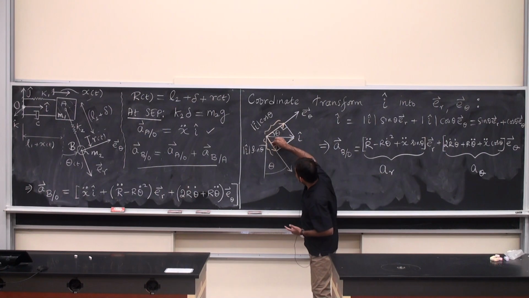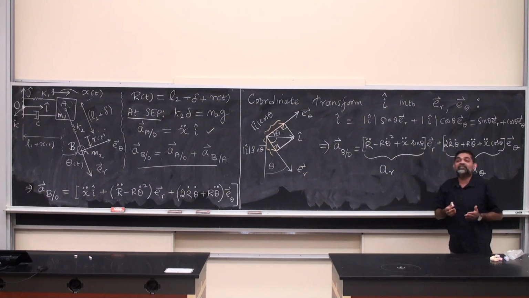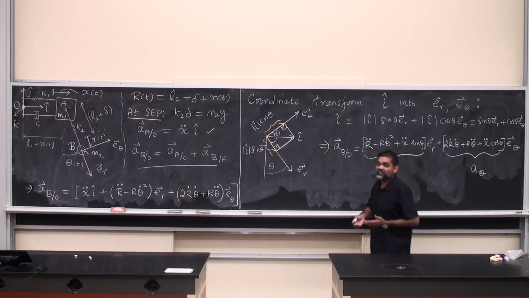This angle is 90 minus theta. Cosine of 90 minus theta is sine theta. The projection is going to be I hat times sine theta.